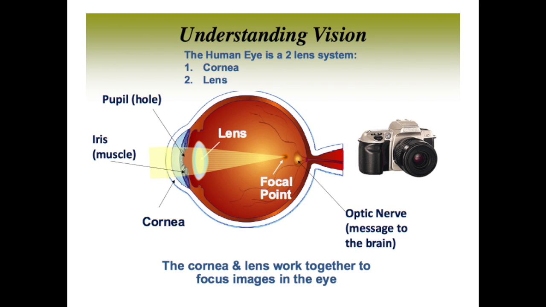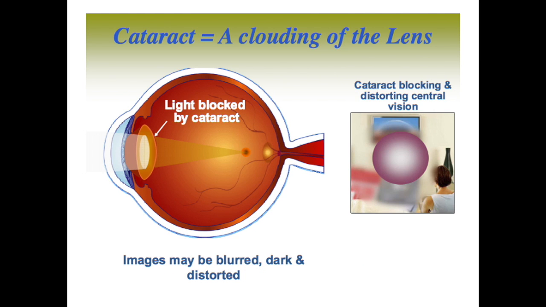So the eye is a two-lens system. The cornea and the lens both bend the light rays, so ideally they come to a sharp focal point right on the retina. A cataract is a clouding of the lens. And so when the lens gets cloudy as we age, at first there are no symptoms, but eventually images become blurred and distorted.